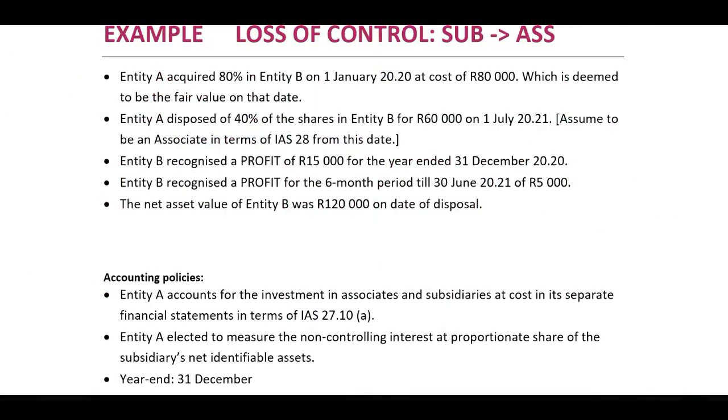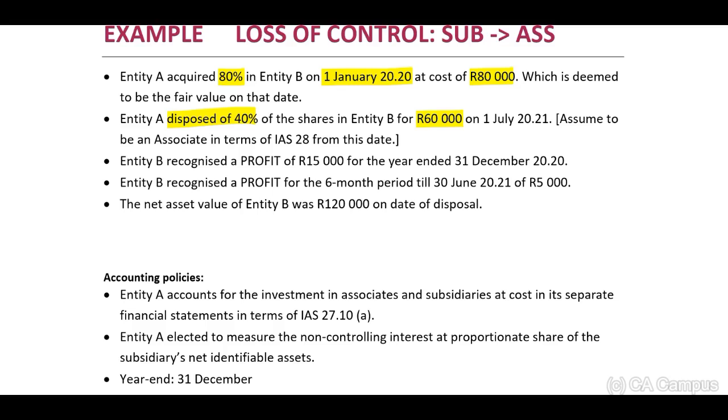In this example, we have a subsidiary and it changes into an associate. Again, we have entity A acquired 80% in entity B on 1 January 2020 at a cost of 80,000, which is deemed to be the fair value. Entity A disposed of 40% of the shares in entity B for 60,000 on 1 July 2021, assumed to be an associate in terms of IAS 28 from this date.